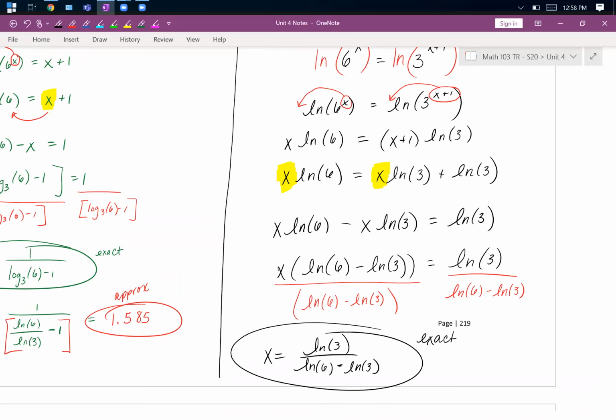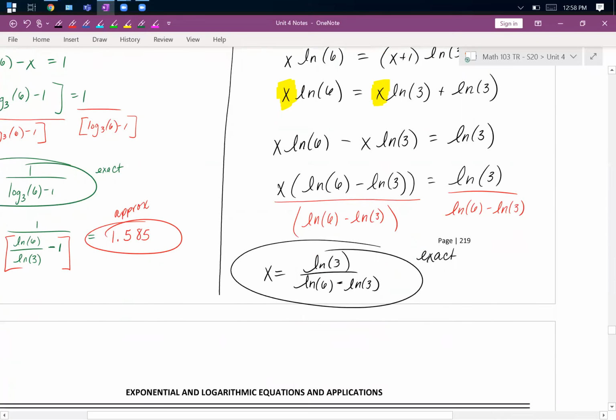One advantage to this technique is when we need to get a decimal approximation, we don't need to use change of base formula because everything's already in terms of the natural log, and we can just plug it in our calculator and get our answer. So we should end up with the same answer that we did with the other technique when you pop this in your calculator.